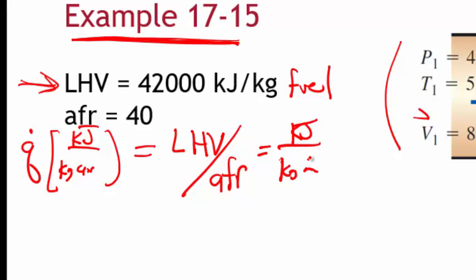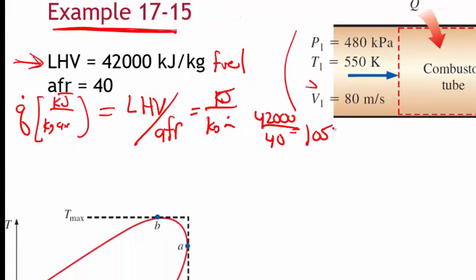So all I need to do is take my 42,000 and divide it by 40, and I get 1050. That is now in kilojoules per kilogram of air. That's the Q dot that appears in the energy balance. All right, so there's my 1050 value.